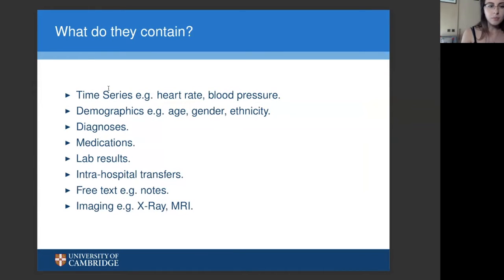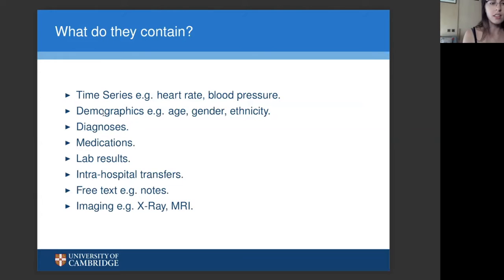So to talk a bit more about what they actually contain, one of the most well-used parts of the electronic health record is actually the time series. So these are parameters that change over time during the patient's stay. These might be things like heart rate and blood pressure, and particularly if the person is in intensive care, they might well be on machines that are automatically logging these parameters.